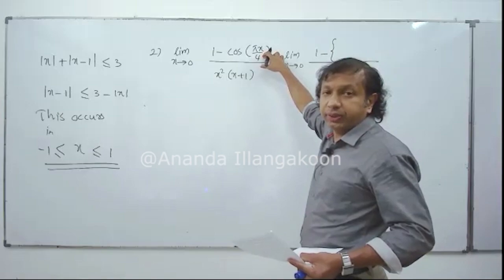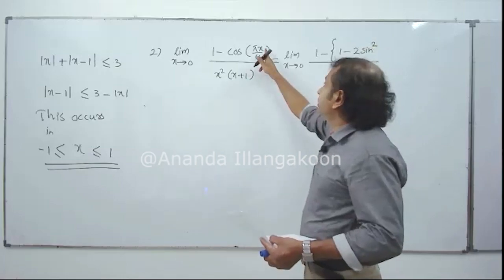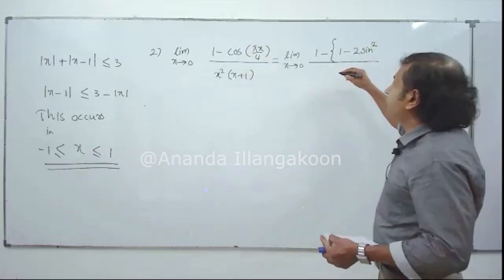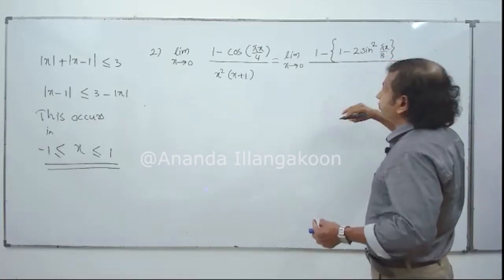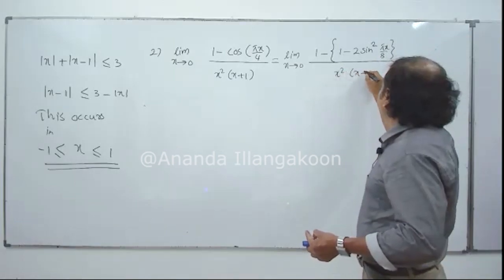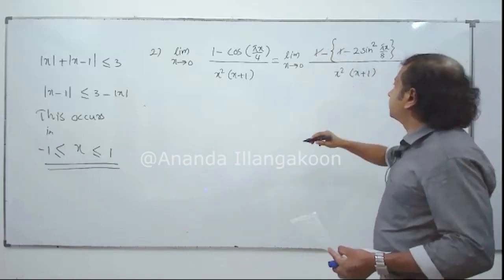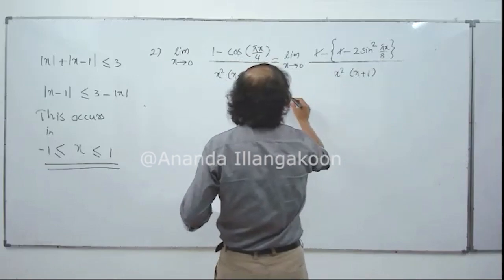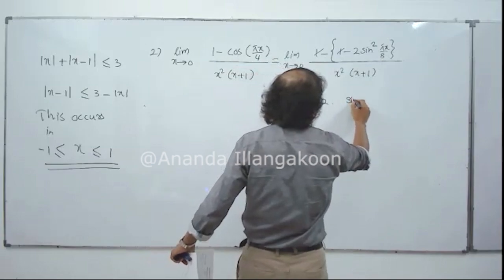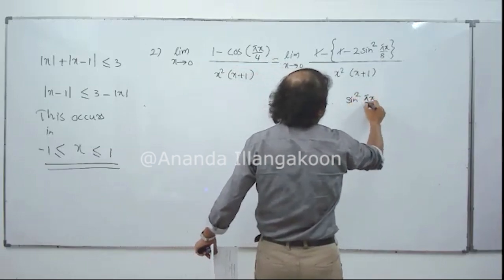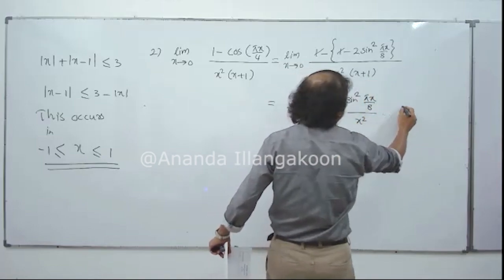What is that? 1 minus 2 sine squared of this angle divided by 2. When you divide this angle by 2, it will be 5x by 8. Then x squared times x plus 1. The 1 minus 1 we can cancel down, no? Minus 1 is plus. Right, limit x going to 0 of sine squared 5x by 8. Now I keep this x squared here, and this x plus 1 I keep like this, 1 over x plus 1.